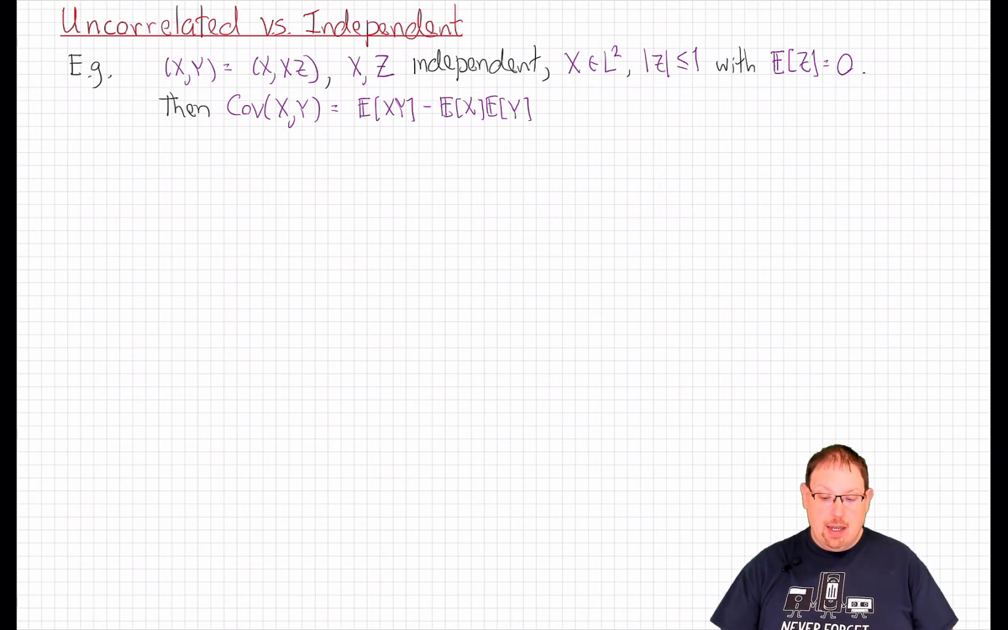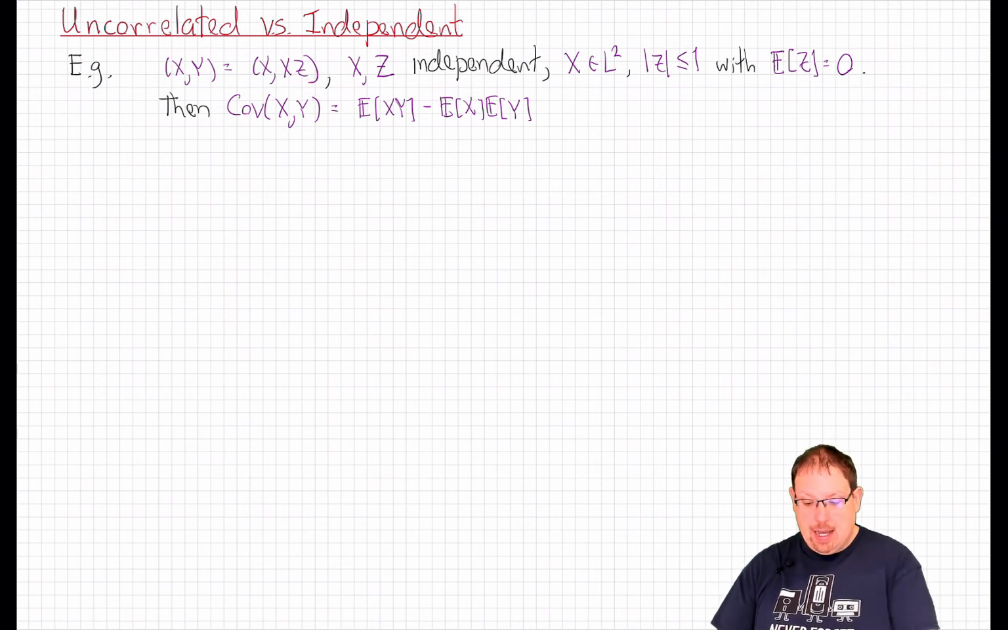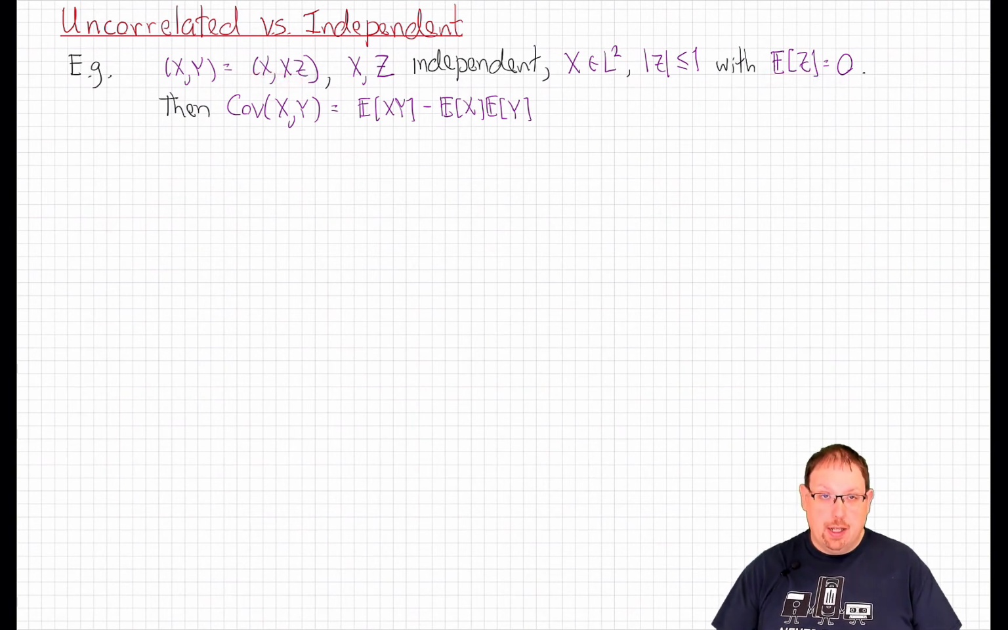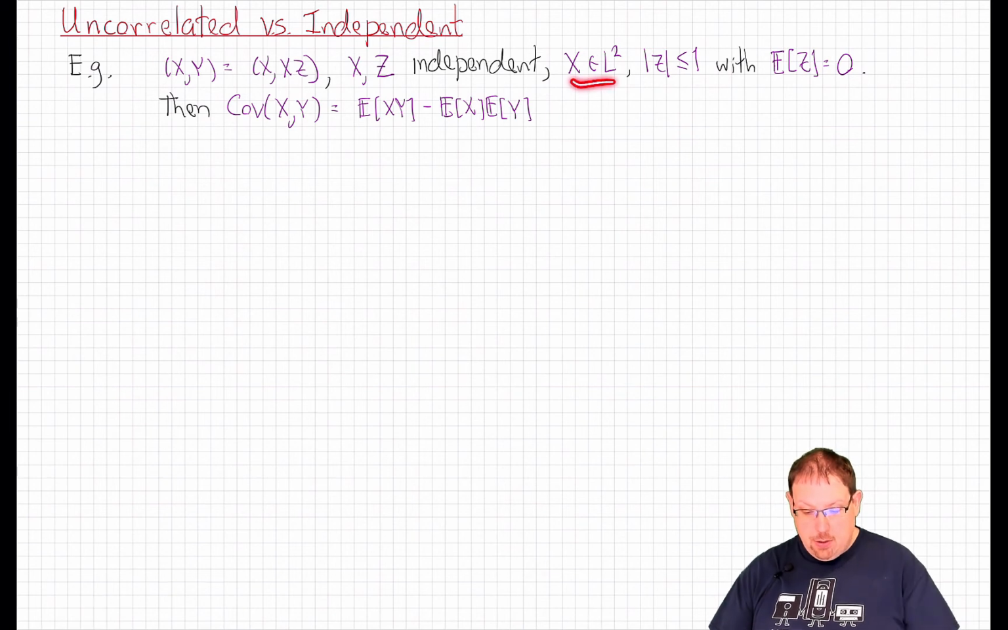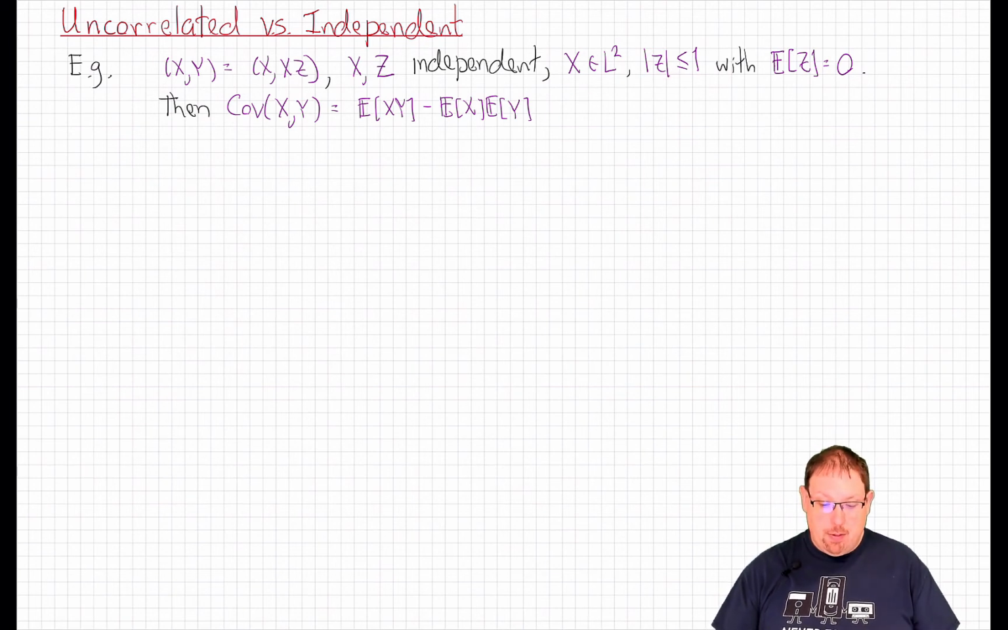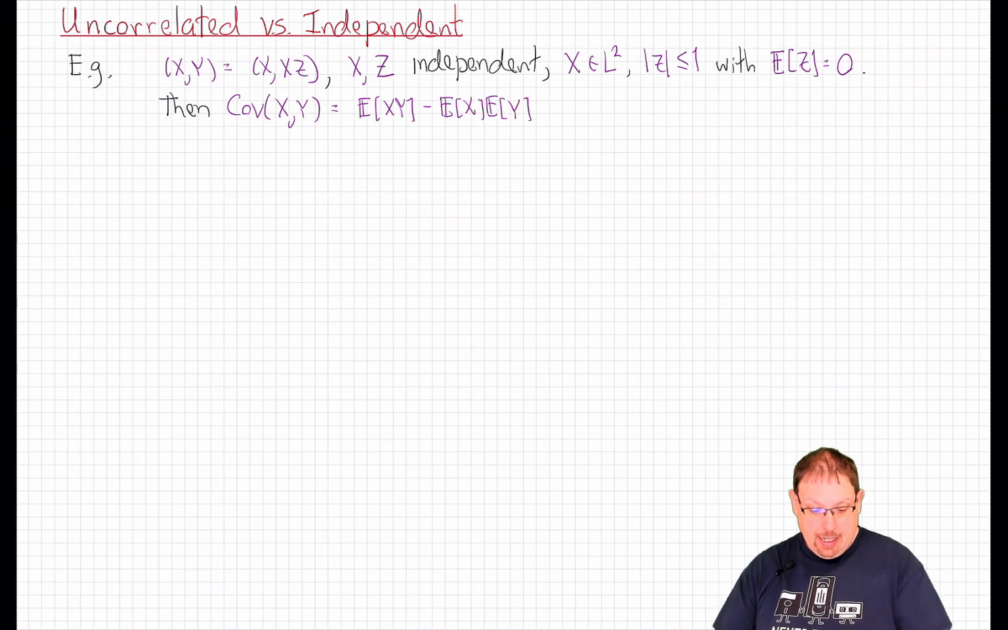However, if z has expectation 0, then these two will be uncorrelated. That is, provided correlation even makes sense. We need both of the random variables x and y to be L2. So let's assume that x is in L2, and to make things easy, let's assume that z is a bounded random variable, because then z times x is certainly also in L2. Now let's calculate the covariance of x and y in this setting.